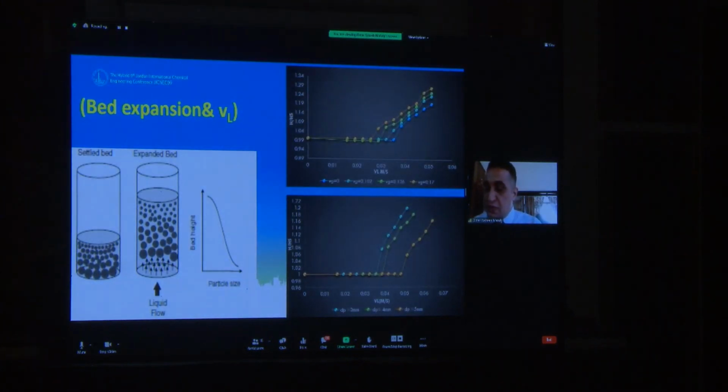Bed expansion versus V liquid. The first figure shows the effect of water superficial velocity on the ratio of bed expansion at different values of air superficial velocity for particles with diameter 3 millimeter. The second figure shows the effect of superficial water velocity on the bed expansion with respect to diameter of particle for two-phase flow.